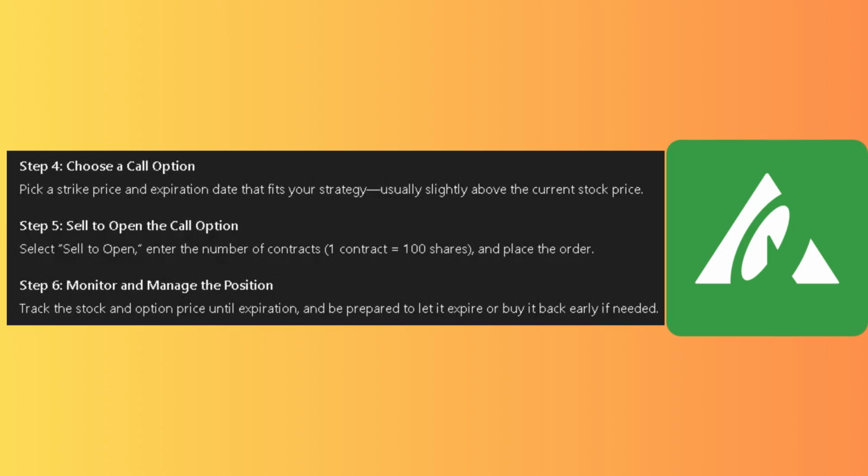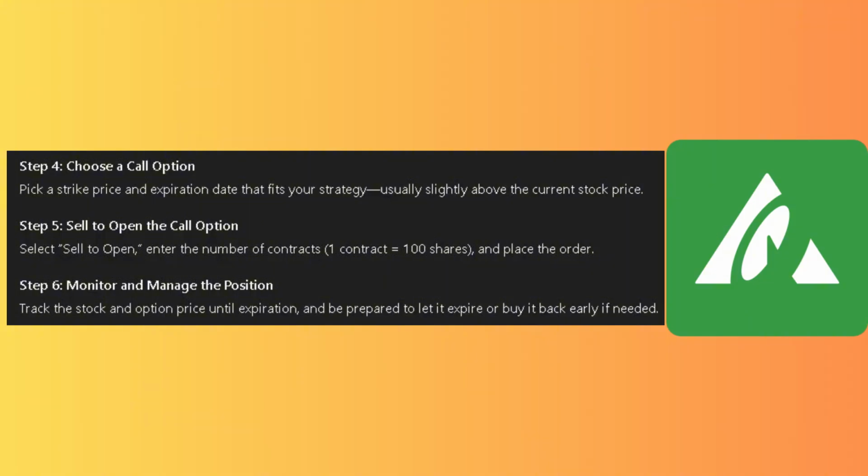Choose a call option. Pick a strike price and expiry date that fits your strategy, usually slightly above your current stock price. Sell to open the call option. Sell to open, enter the number of contracts, one contract equals 100 shares, then place your order.